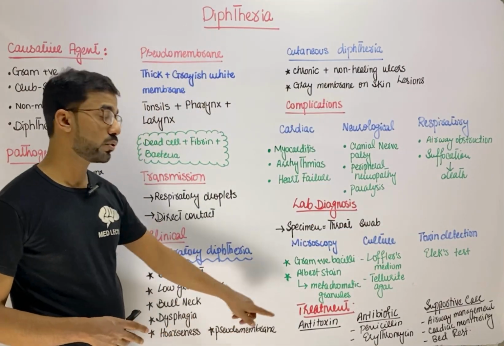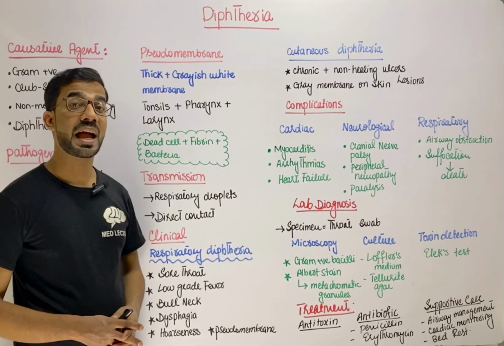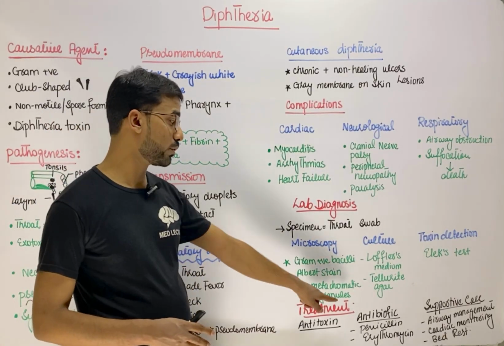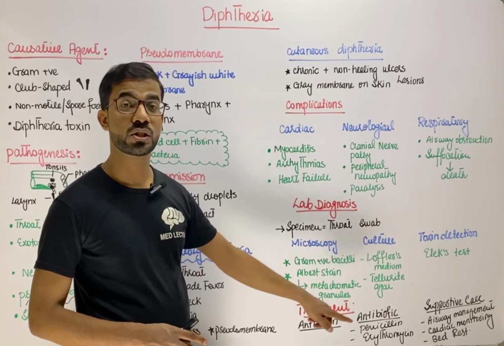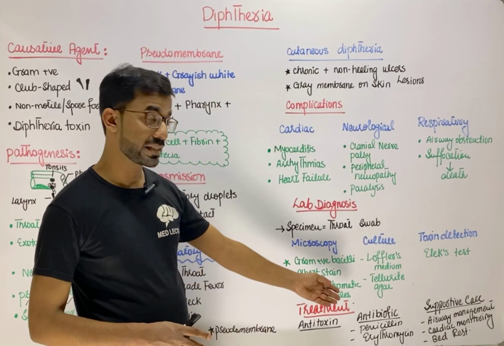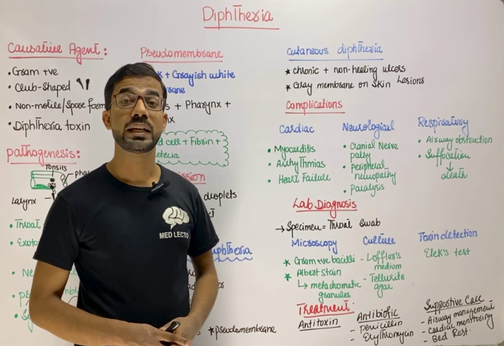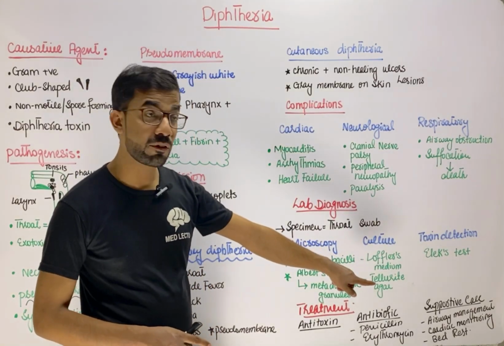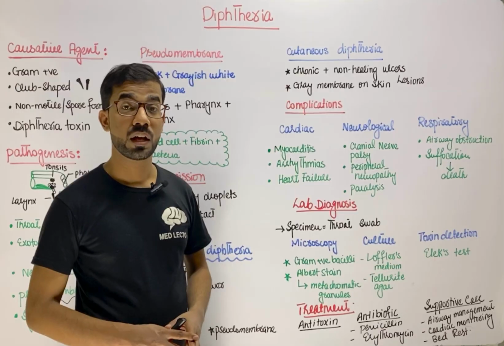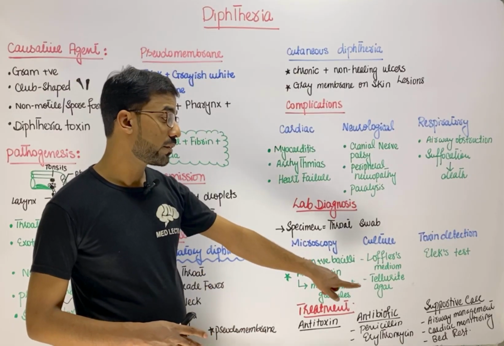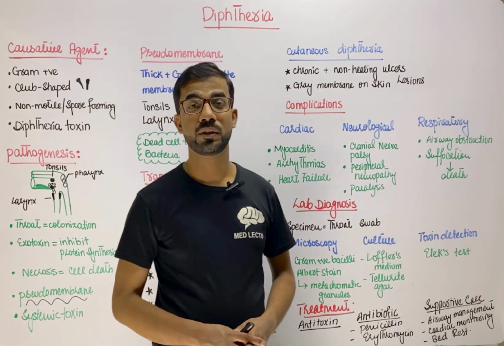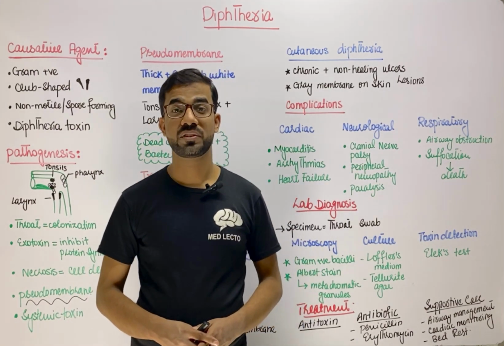And in the treatment, you can give the antitoxin to neutralize the toxin in the blood. You can also go towards the antibiotics, that is penicillin and erythromycin, to kill the bacteria. And supportive care will be the airway management like intubation, cardiac monitoring, and bed rest. So these are the different treatments that can be given to the diphtheria patient.